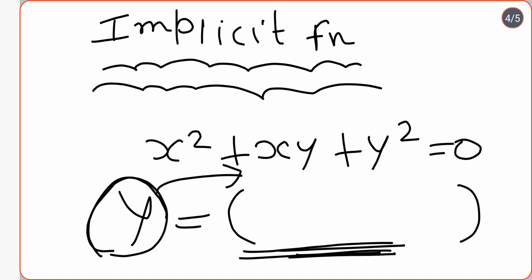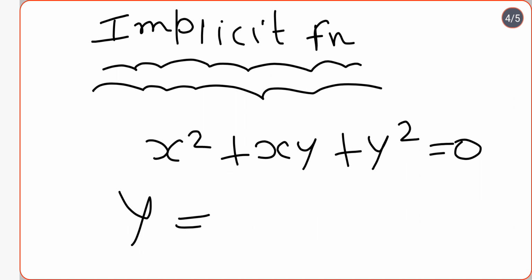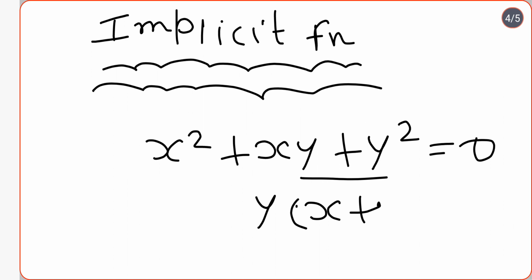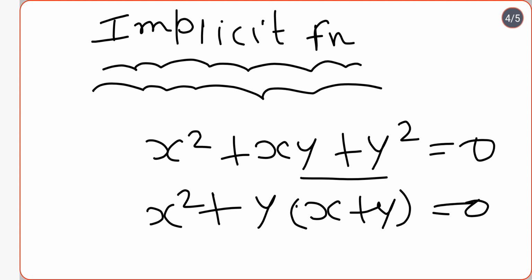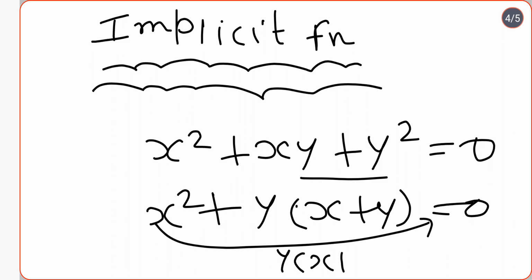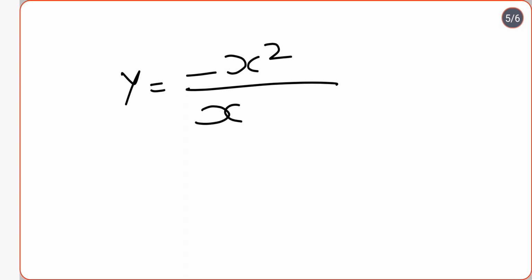Let us try to do this. Suppose I take y common from here, so it becomes y into x plus y, and x square remains in the same part, equal to 0. Now I am putting this x square on this side, so it becomes y into x plus y is equal to minus x square. So y is nothing but minus x square divided by x plus y.